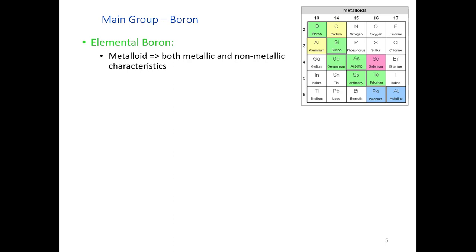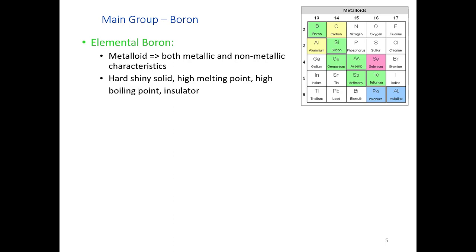On the right is a picture of the p block with the traditional metalloids highlighted in green. Both aluminum and carbon are sometimes classified as metalloids, as are selenium and polonium. I'm not overly picky about the semantics of what is and is not a metalloid, but it is important to be aware of which atoms may be considered metalloids.